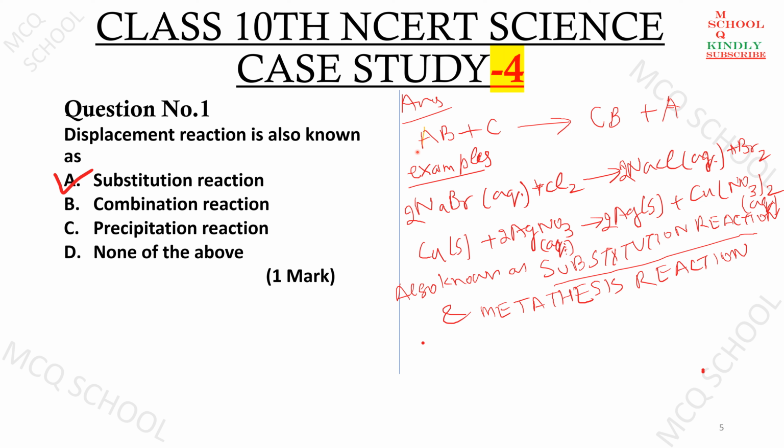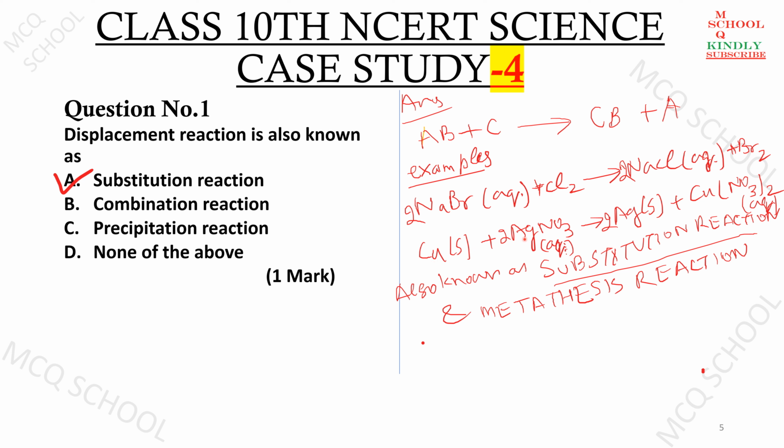In the representative reaction, AB plus C of the displacement reaction forms CB plus A. In this, A and C interchange, substituting each other to form a new compound and element. Similarly, we have the example sodium bromide plus chlorine. In this, chlorine and bromine interchange, substituting each other to form a new compound and another element.